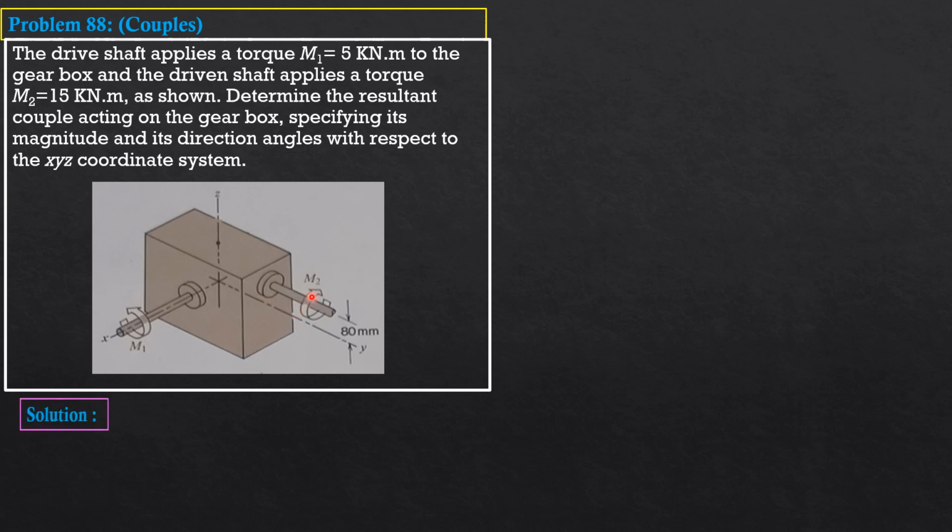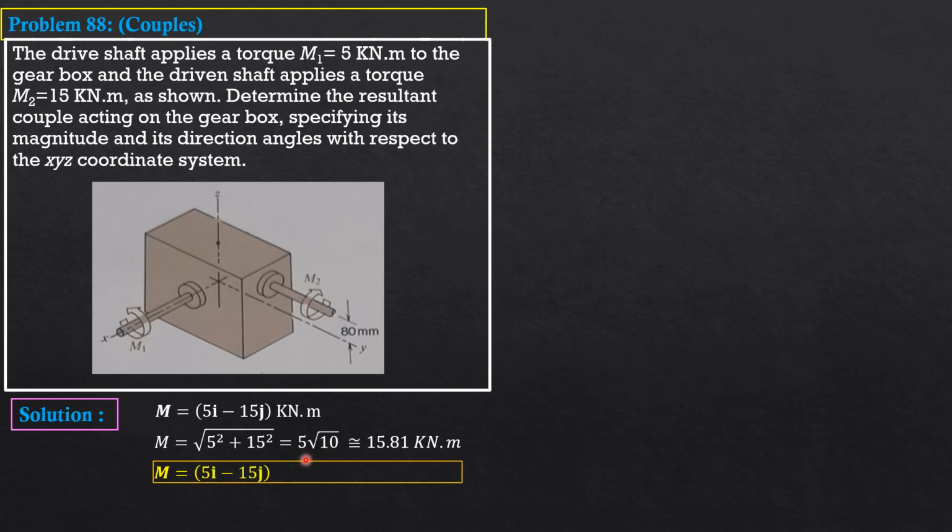So for the solution, moment equals 5i minus 15j kilonewton meter. The magnitude of the couple is the square root of 5 squared plus 15 squared. So it is 5 square root of 10, approximately 15.81 kilonewton meter. Then for the direction angles, cosine of theta x equals Mx over M. So in vector form, this is our answer, the quantity 5i minus 15j kilonewton meter with a magnitude of 15.81 kilonewton meter.